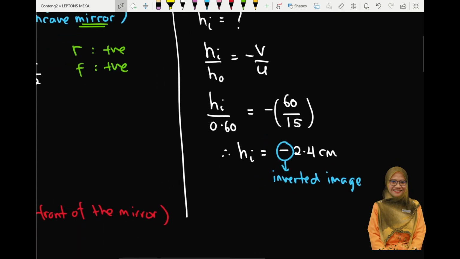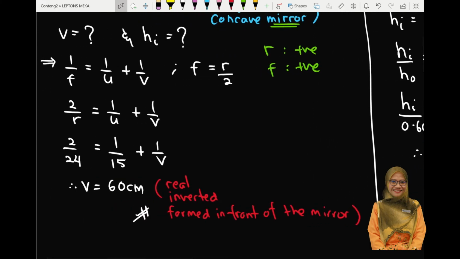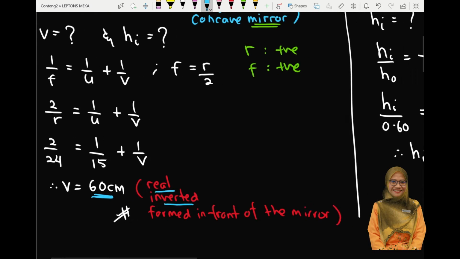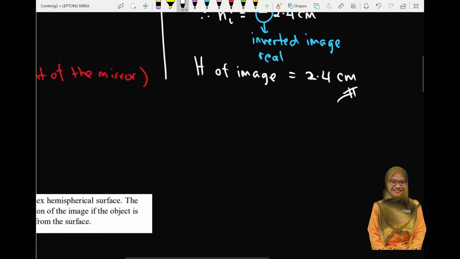You can compare with the previous calculation, and also it is real, because you get v as positive 60. So positive 60 is a real and inverted image, so it is correct. You get the height as negative 2.4. So we make the conclusion: the height of the image is 2.4 centimeter. Settled for question number 1. Now look at the next question.